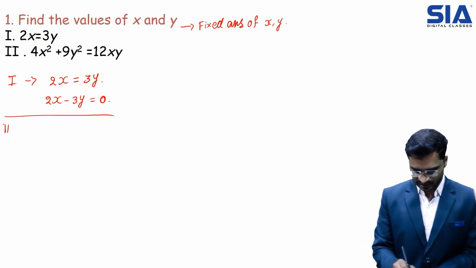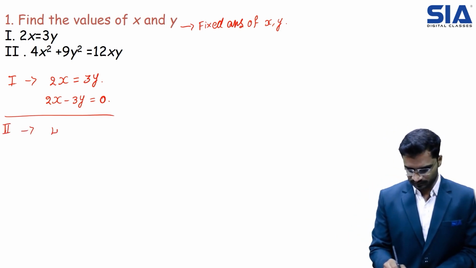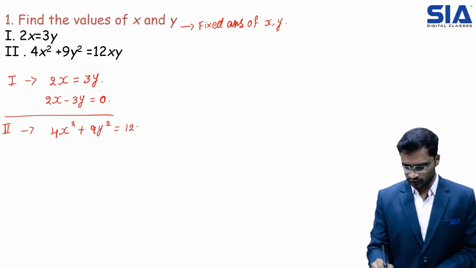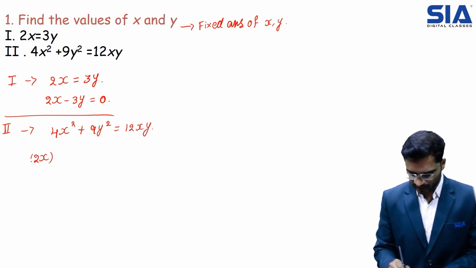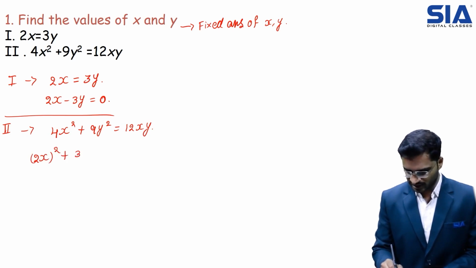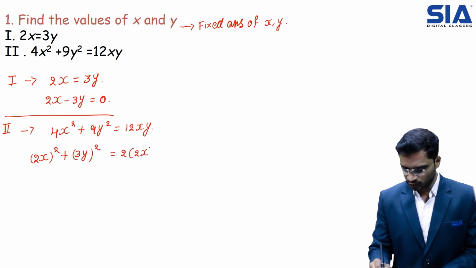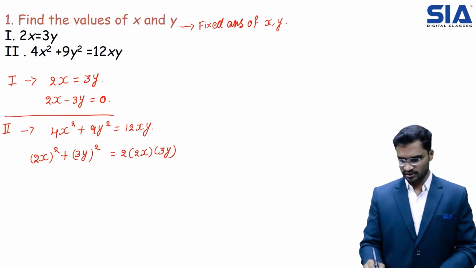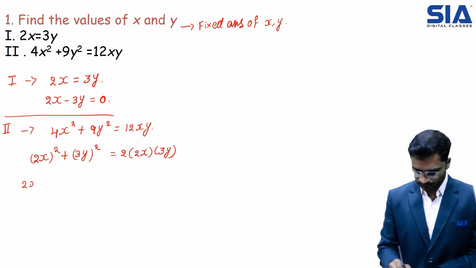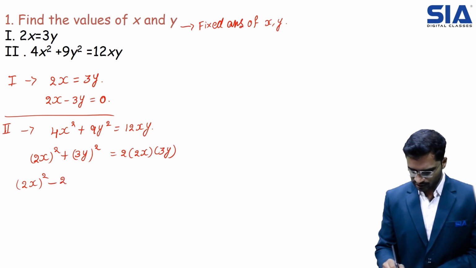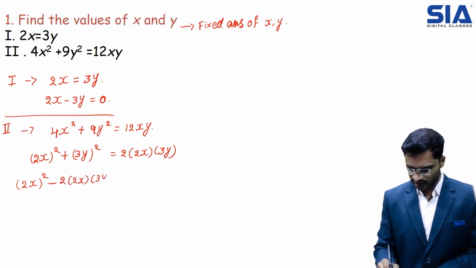Now coming to the second statement. It says that 4x square plus 9y square is equal to 12xy. Let us write this equation in this format. 4x square can be written as 2x whole square, plus 9y square can be written as 3y whole square. In the same way, 2 into 2x into 3y gives me 12xy. Now let us bring the right side value to the left. We get 2x whole square minus 2 into 2x into 3y plus 3y whole square.